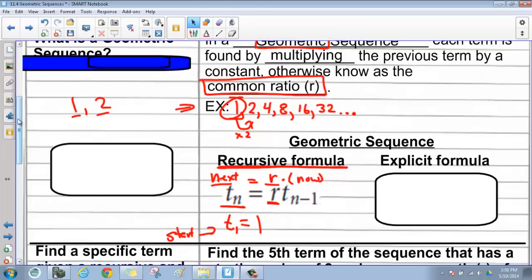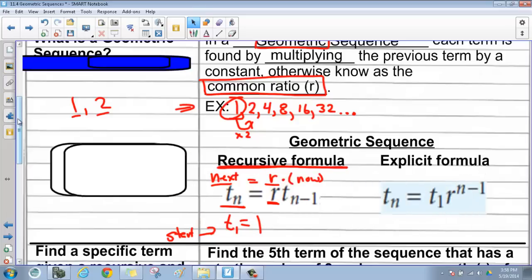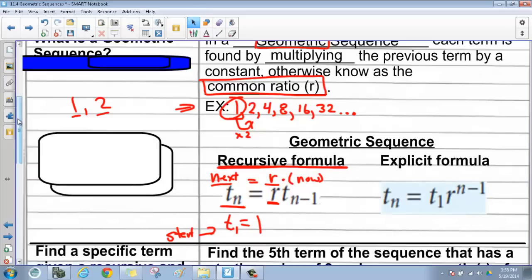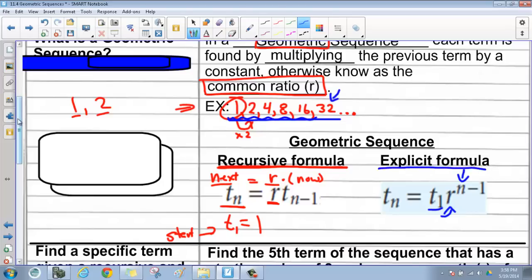The other type of formula you can use is your explicit formula. What's nice about the explicit formula that's given here for a geometric sequence is that you can jump to any term in the sequence just by knowing 3 parts: the common ratio, the term you want to find, and the start, T sub 1. Like the example I gave up here, we could find this 32 without finding these others using the explicit formula. If you used the recursive formula to get to 32, you'd have to find each one beforehand: the 16, this 8, this 4, and this 2, all before you could find that 32.